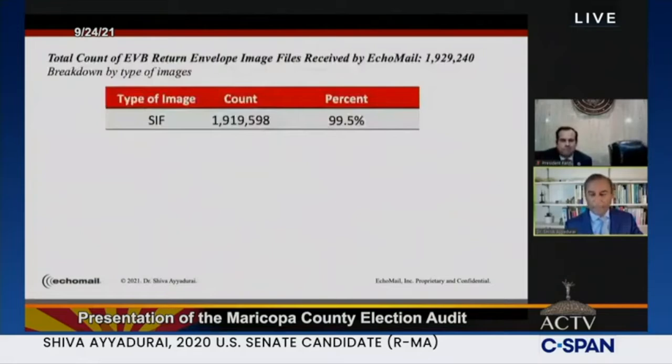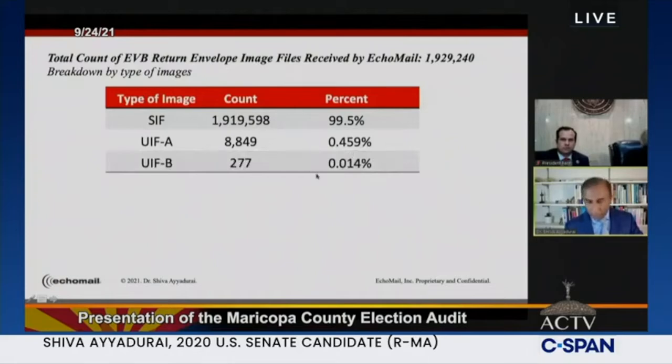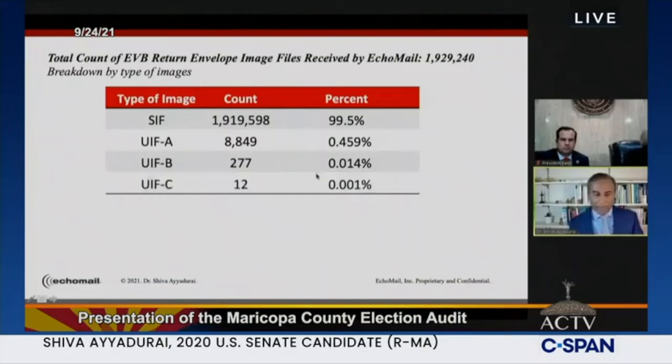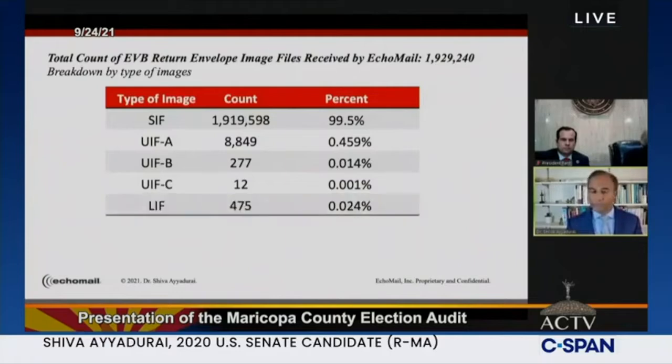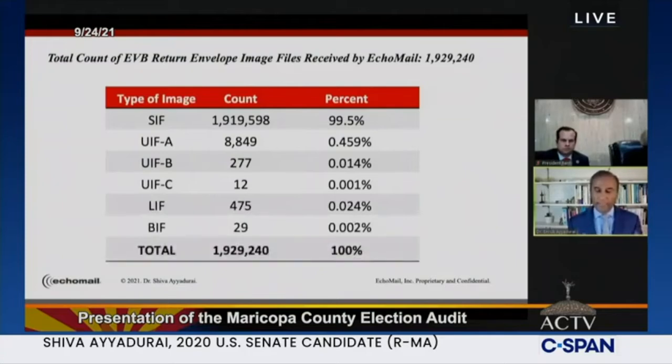Let me walk you through the counts that we got. We got a drive with all of these images on them. The SIFs, which was the first one I showed you, there's 1,919,598, which is about 99.5%. The UIFAs, 8,849, .459%. The UIFBs, 277, .014%. And if we go to the UIFCs, which are the affidavits, which are a small set, which are 0.001%. And then finally, we have the large formats, which are 475, .024%, and the Braille, about 29 of them, 0.002%. That added up to all of them.